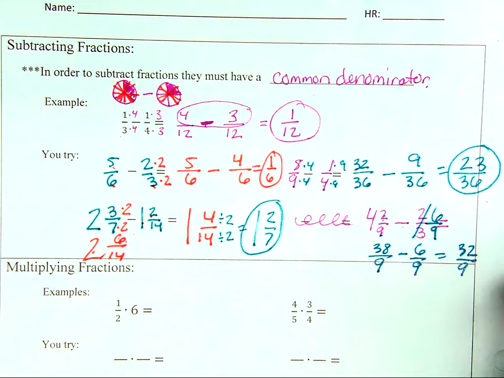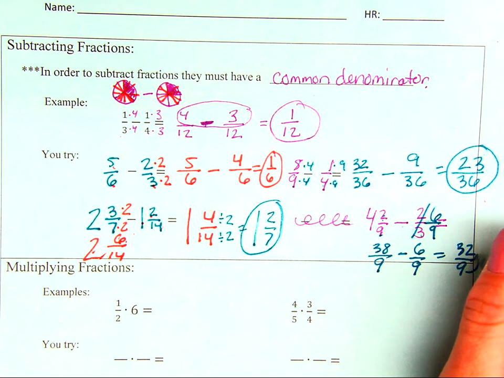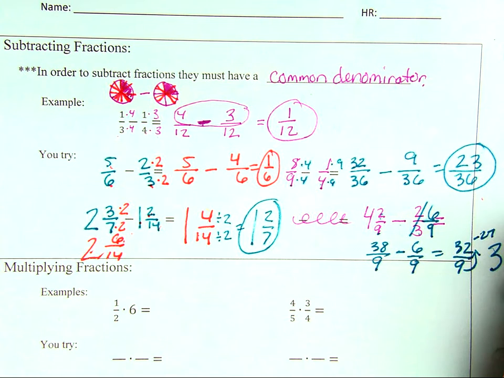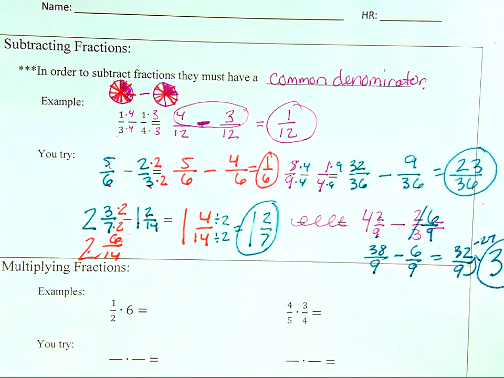That gives you 32/9. Okay, 9 can go in there 3 whole times. 3 times 9 is 27. So when we take that away, we have 5 left over. So 3 and 5/9.